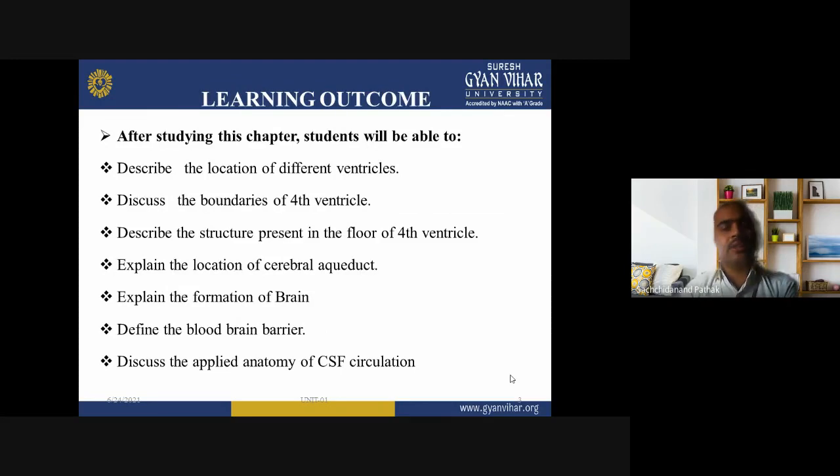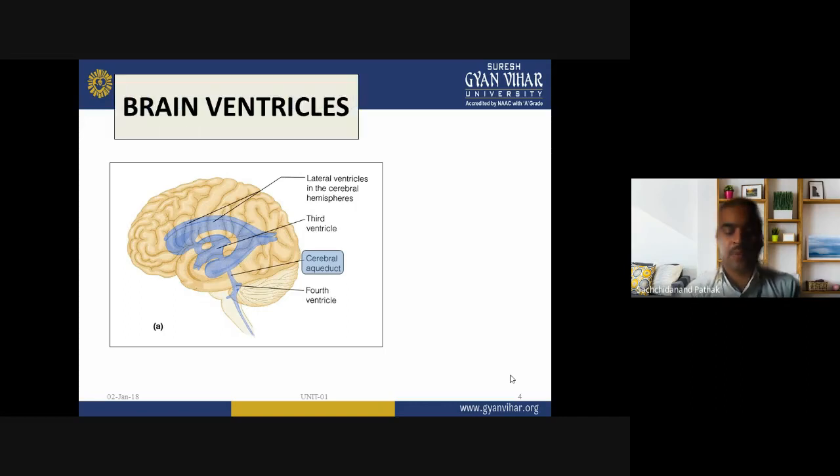After studying these points, you will be able to describe the different types of ventricles, their role, and explain the different parts of the brain. Okay. And every part has its own specialized function. So you can explain these things by learning these points. Now we are going to start the brain ventricles.